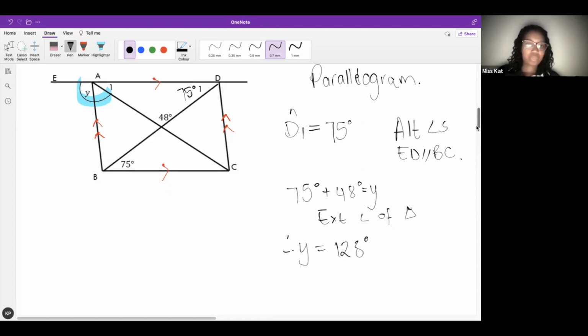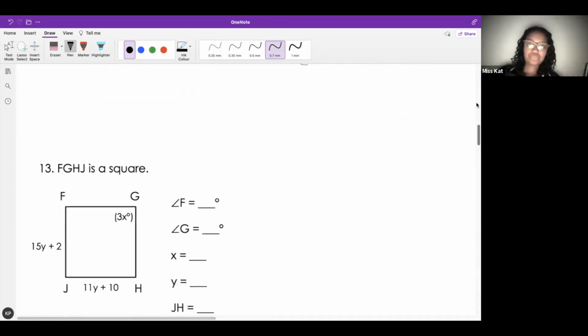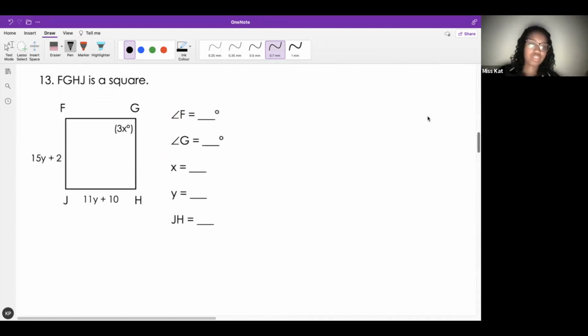Okay. Let's move. Today's revision. Okay, FGHJ is a square. And we want to find out all of these: angle F, angle G, X, Y, and the side JH. So how are we going to do this one?